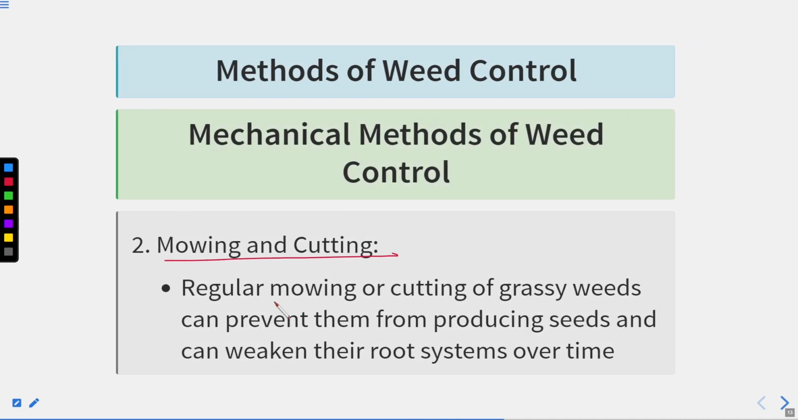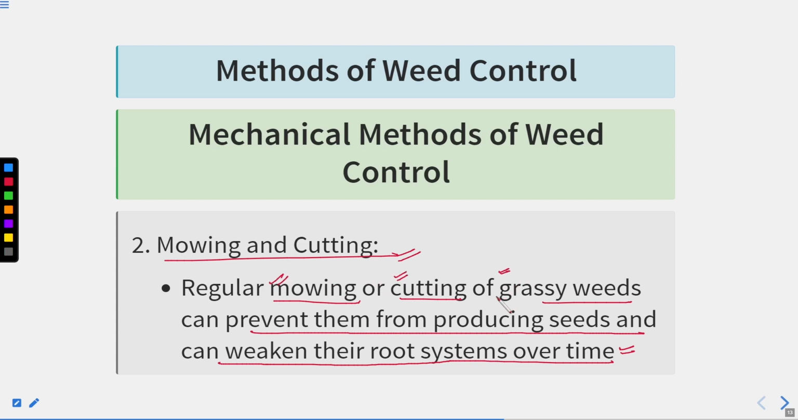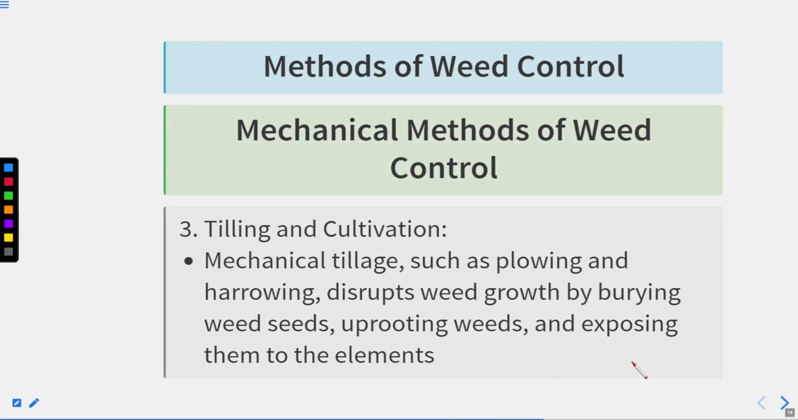Mowing and cutting. Regular mowing or cutting of grassy weeds can prevent them from producing seeds and can weaken their root system over time. So whenever you see weeds growing, we can cut or mow these grassy weeds. Do not allow the grasses to bloom and do not let them set seed. So it can weaken their root system over time, and it basically discourages the growth of the weeds.